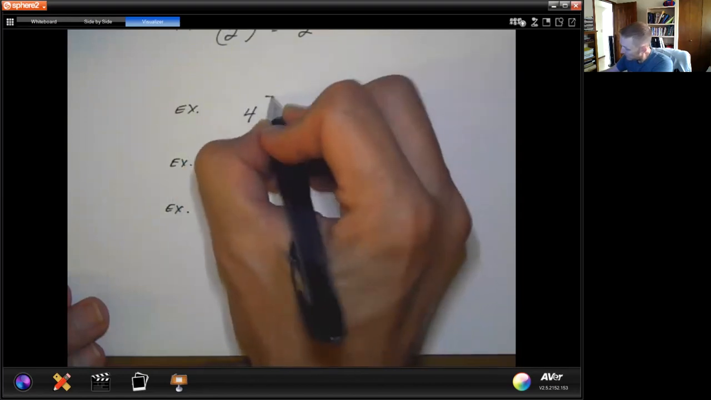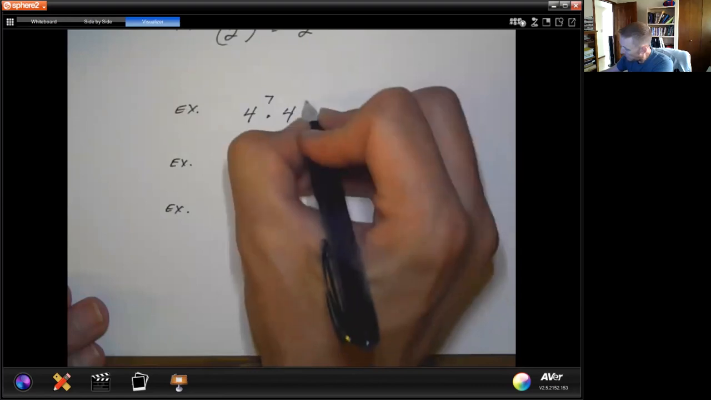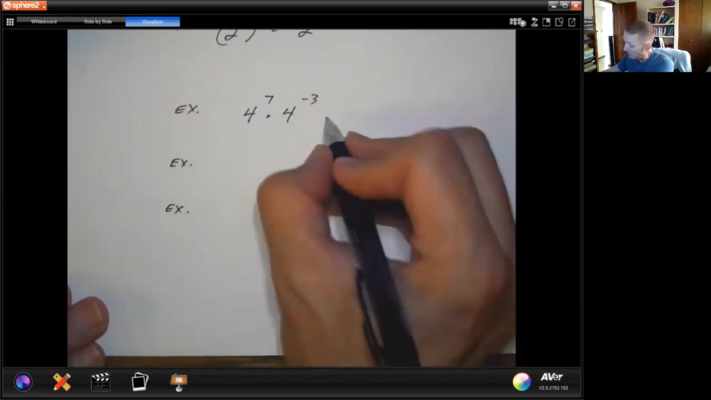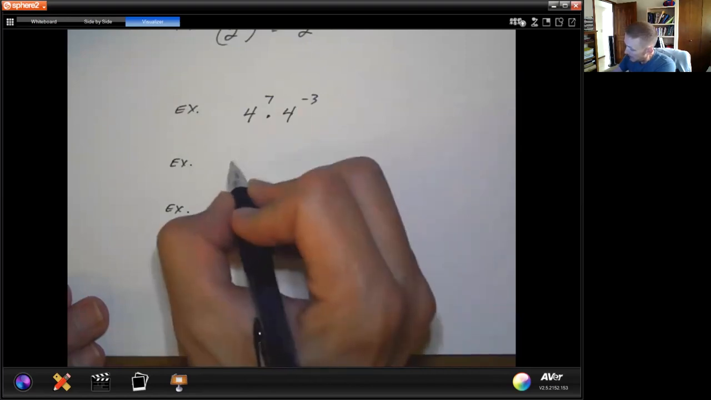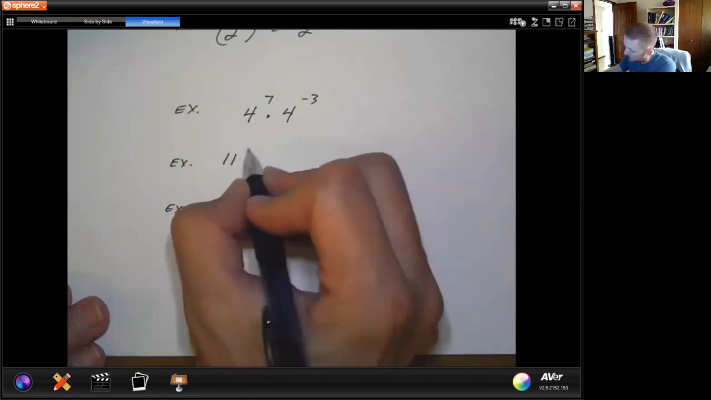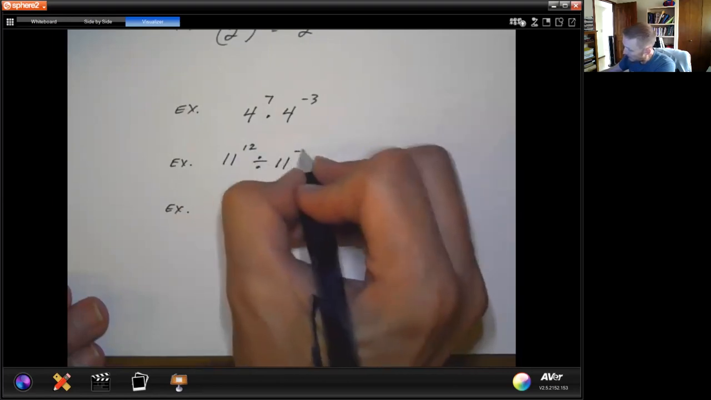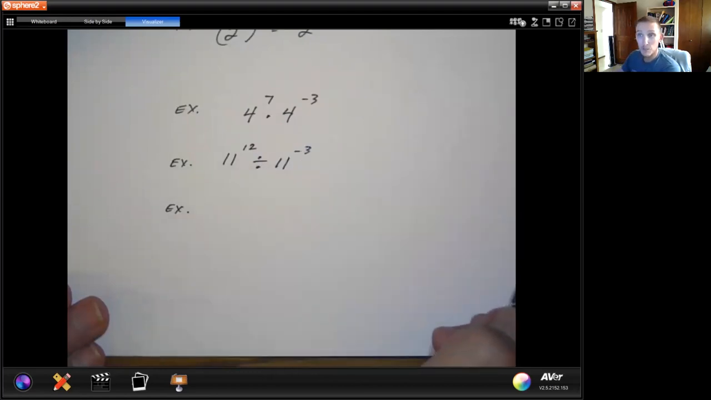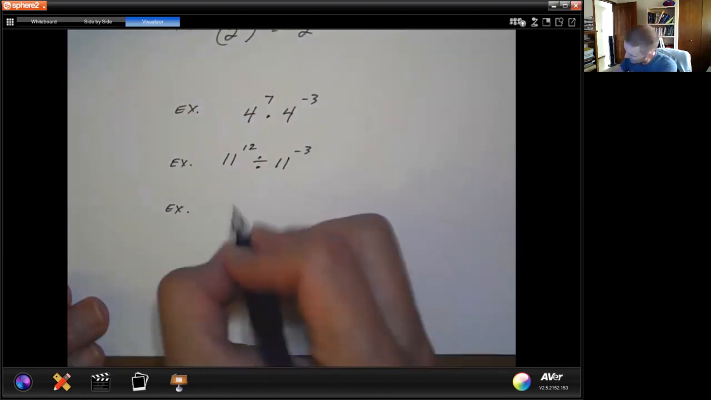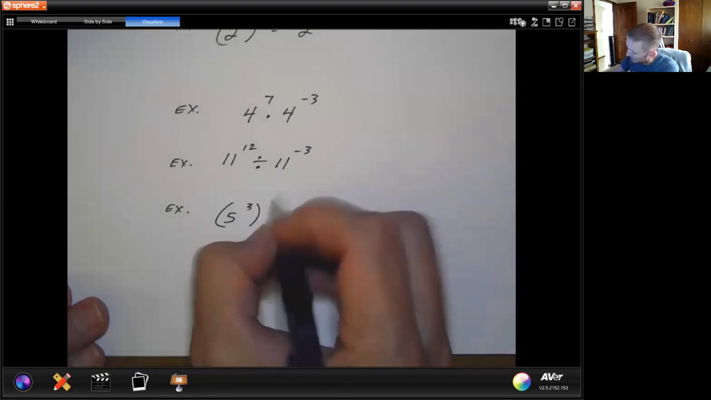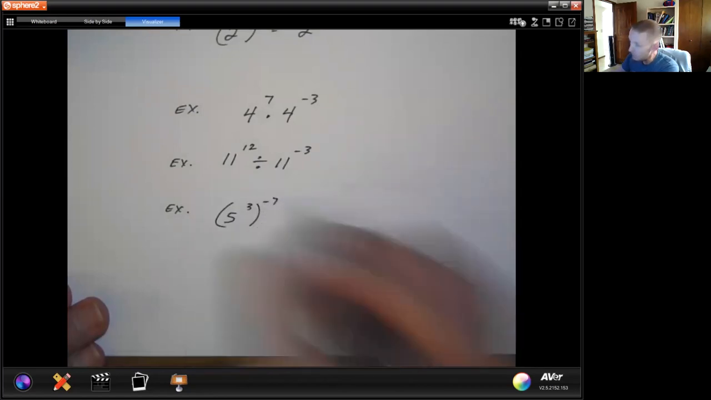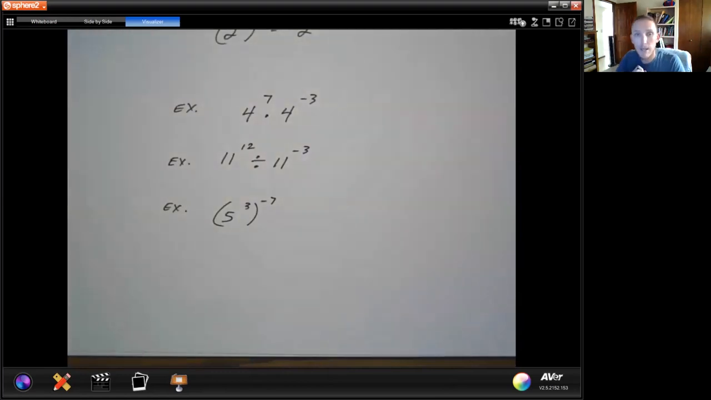Four to the 7th power times 4 to the negative 3rd power. We have negative exponents. Let's go with 11 to the 12th power divided by 11 to the negative 3rd power. We'll use the different symbol for division, and we'll put a negative in there again. And then let's go 5 to the 3rd power raised to the negative 7th power. So let's throw negative exponents in there, and then let's talk about what we need to do next. Go ahead and pause this, try all 3, and then we'll come back.